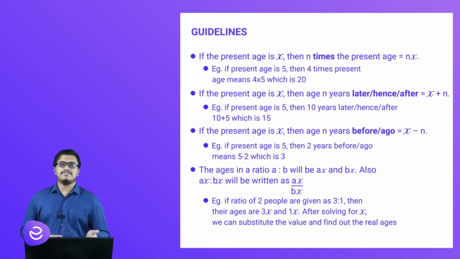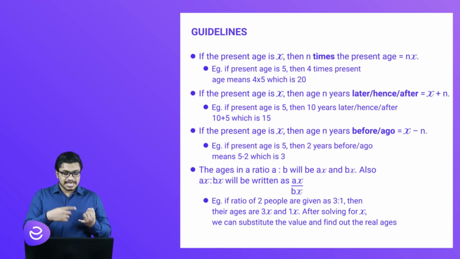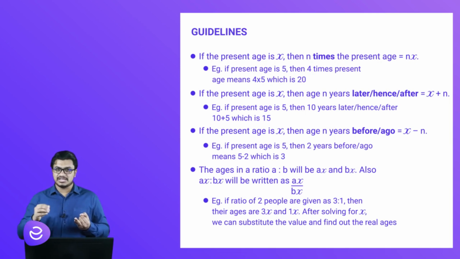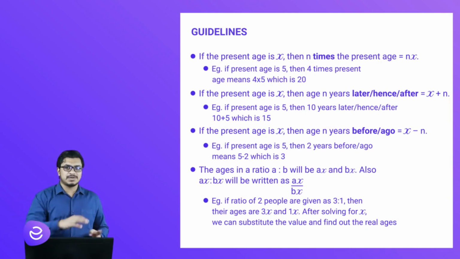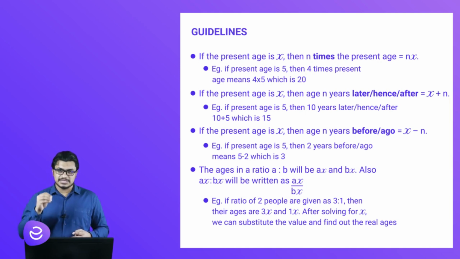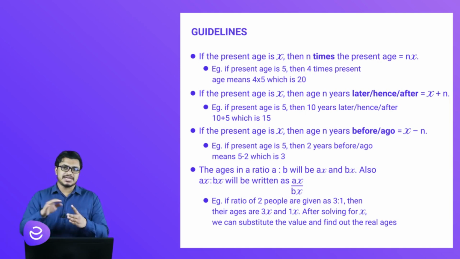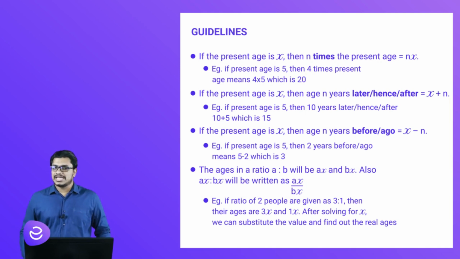So these are the only 4 guidelines that you have to understand while doing an age difference problem. The first 3 guidelines are all about terminologies. Times means multiplication; later, hence, after means addition, you have to add it; before or ago means you have to subtract. And the last one is about ratios. They'll give you ratios, so you have to convert this ratio into ages by adding x. If the ratio is 3 is to 1, then the ages are 3x and 1x. And if there is a symbol for ratio, you can convert that symbol into a division symbol for easier calculation. Now we have the guidelines for age difference.